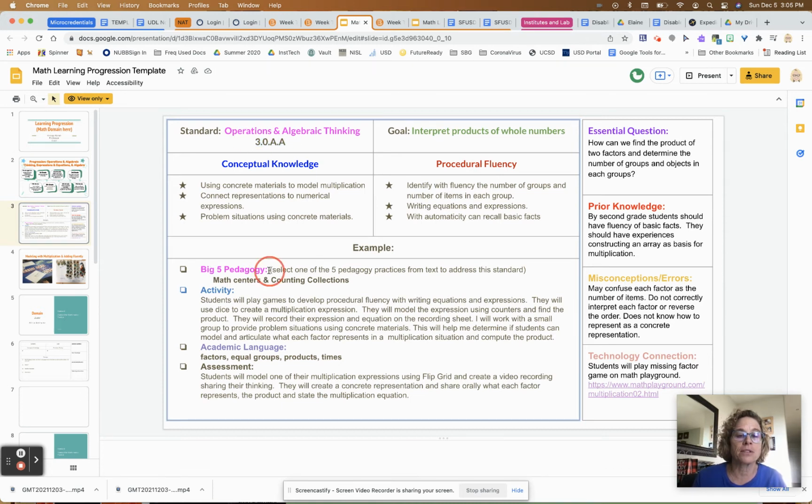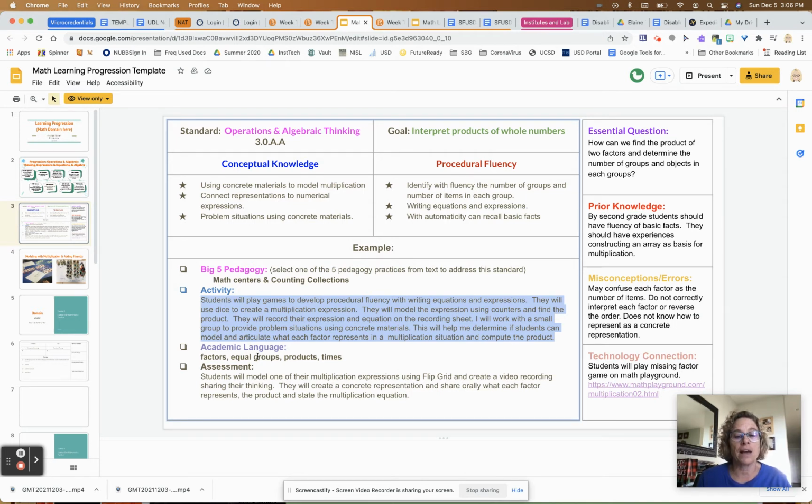Next, you're going to be expected to address one of the big 5 pedagogies from the Teaching Outside the Box textbook. And you should be aware of these by now. Things such as math centers, counting collections, problem-based learning. Understand those so that you're using them in the right way, and then identify one of those. Then you're going to explain an activity that students will do. Again, this activity should be directly aligned to your conceptual knowledge, your procedural fluency, the standard, and the technology connection. What is a fun activity students will do that can meet these needs?